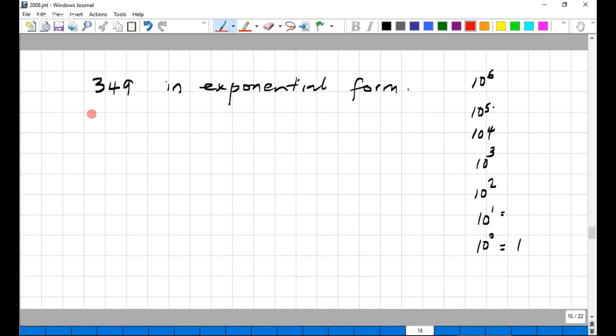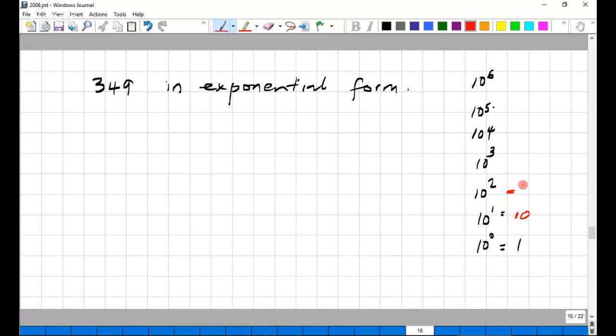Who's next? Tally, back to you. We have 349 and we want to put that in exponential form. Let's remember this. 10 to the 0 power is 1. 10 to the first power is what? Not hearing you, Tally. Sir, 10 to the first power is 10. 10 to the second power would be what?